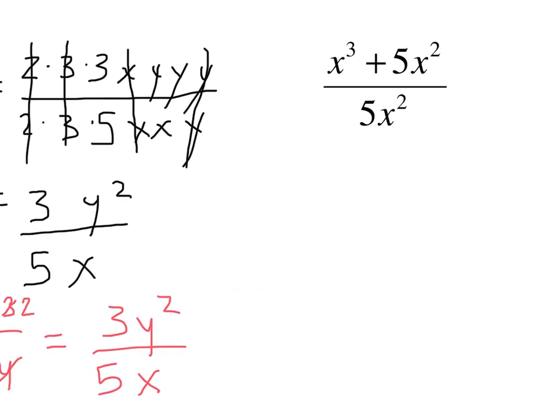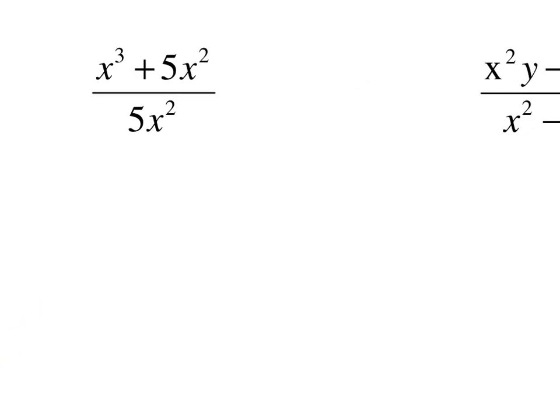Some of these other problems are a little different. Let's look at this one. So we want to cancel, but we cannot cancel until we factor. This time you actually have to factor. There's addition here, so in the numerator there are two terms. Never cancel terms. Only cancel factors that are separated from the rest of the problem through multiplication.